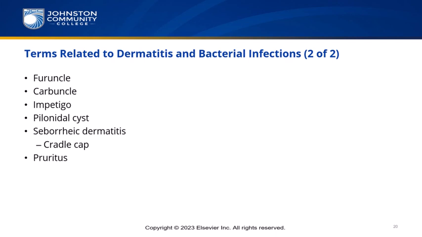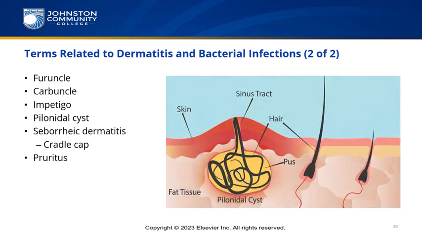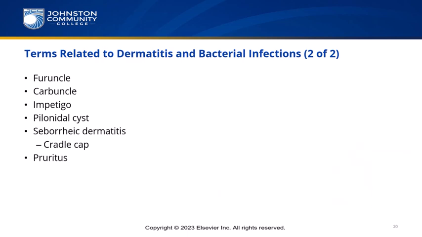If two or more furuncles are connected by subcutaneous pockets, they are called carbuncles. Impetigo is a superficial vesiculopustular skin infection that is usually seen in children, and it can be highly contagious. Pilonidal cysts are located in the sacral region of the back and are cysts that form usually around a hair. Seborrheic dermatitis is an inflammatory scaly disease of the face and scalp. In children, it's commonly called cradle cap.